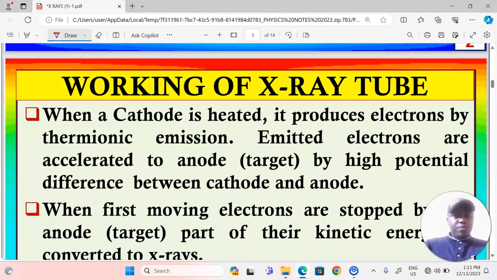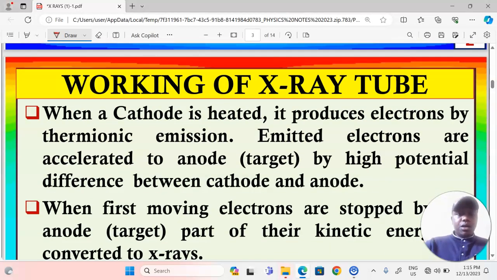Working of the X-ray tube, these are things we have already mentioned. When the cathode is heated, it produces electrons by thermionic emission. So whereby current is applied to a conductor, then there is what we call a generation of heat, because we all know that current has heating effect. Therefore, the heat produced now makes electrons get emitted.